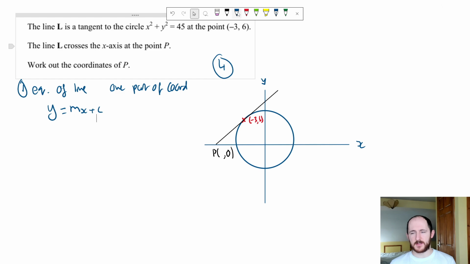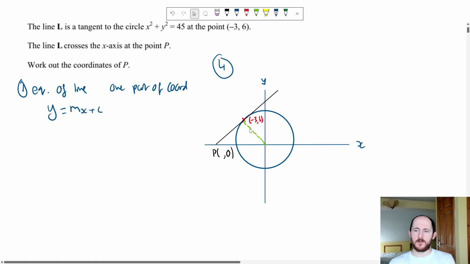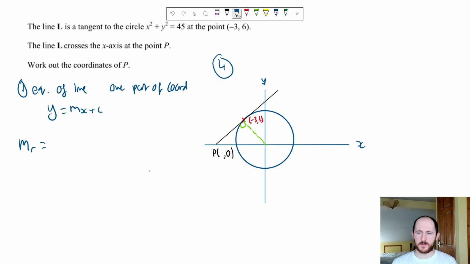Well, now we're going to use our circle theorems. The radius of a circle will meet a tangent at 90 degrees. So if we work out the gradient of the radius, we can take the negative reciprocal to work out the gradient of the tangent line. How do you work out the gradient of the radius? It's actually not too bad. What are the coordinates of the centre? It's (0, 0). Mine's a little bit off centre, but that's totally fine.